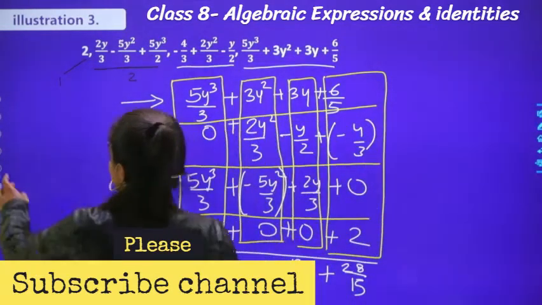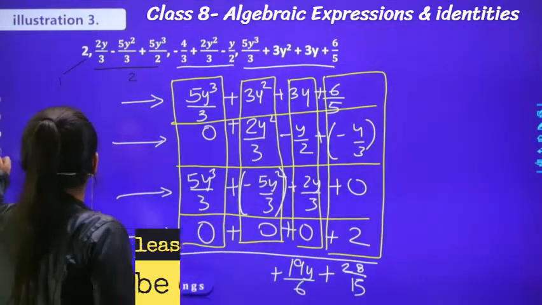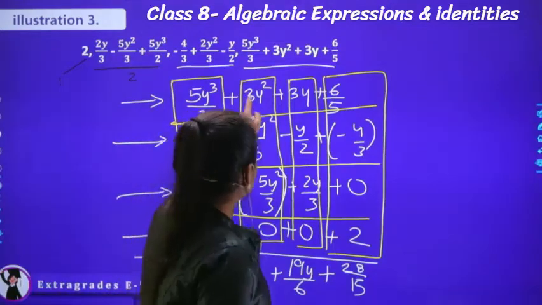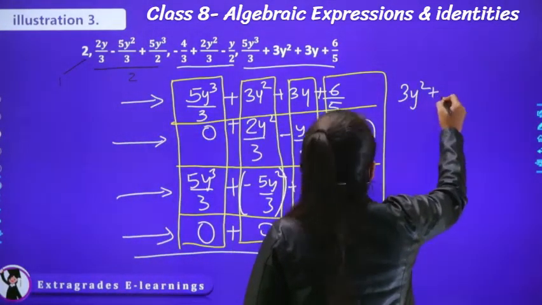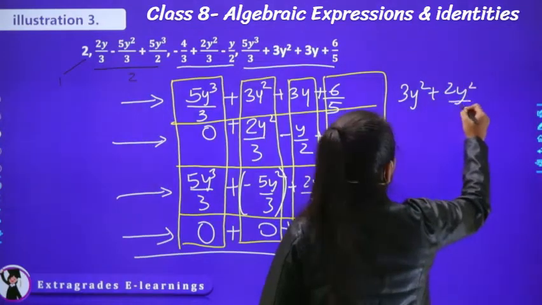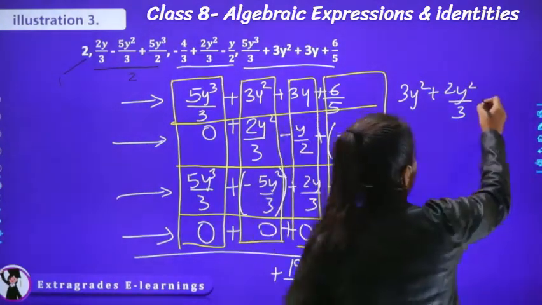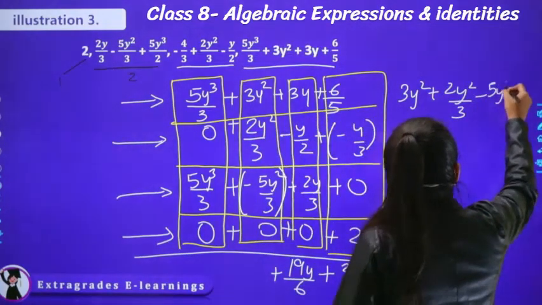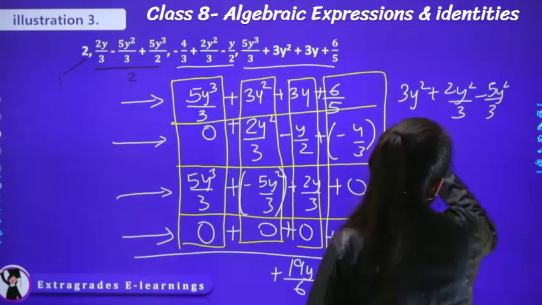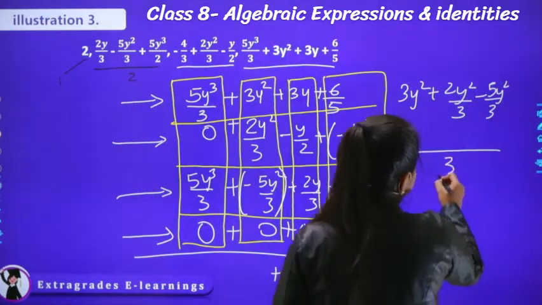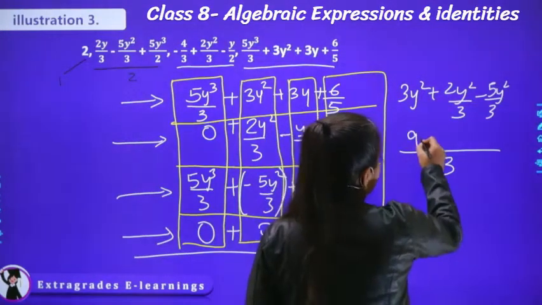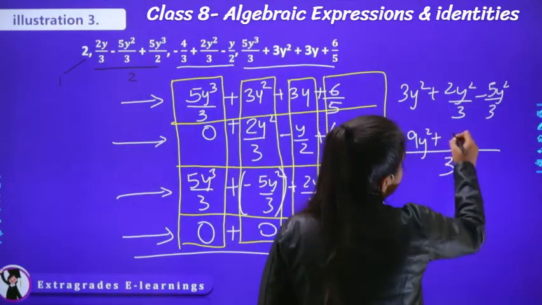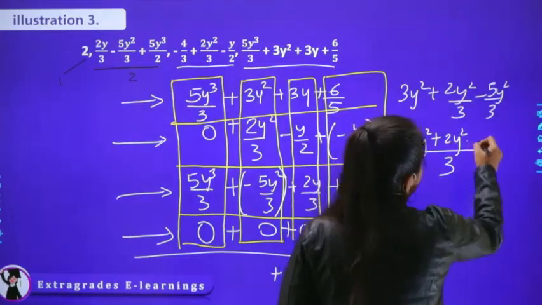For adding y square terms, it is 3y square plus 2y square upon 3, then minus 5y square upon 3 plus 0. Now we will take the LCM as 3. 1 3s are 3, 3 3s are 9y square plus 2y square minus 5y square.